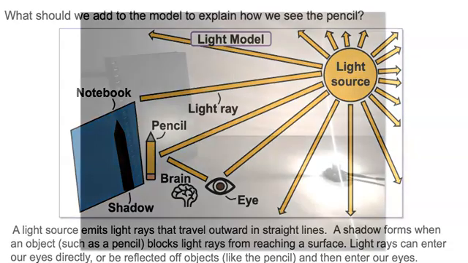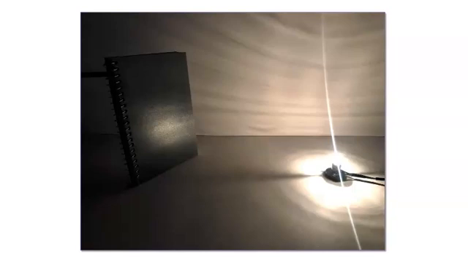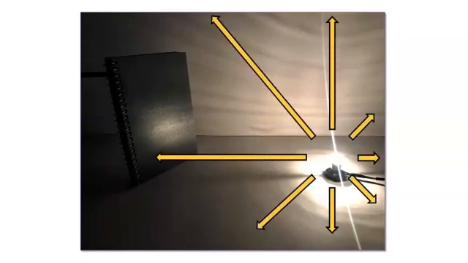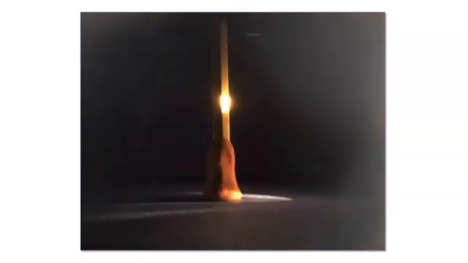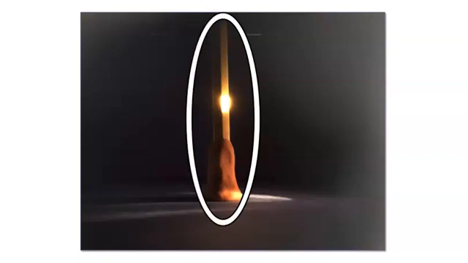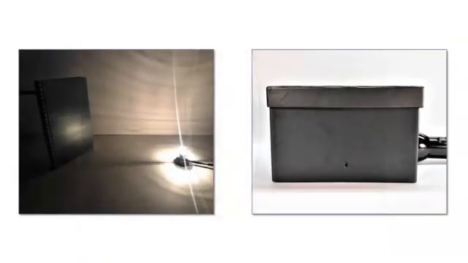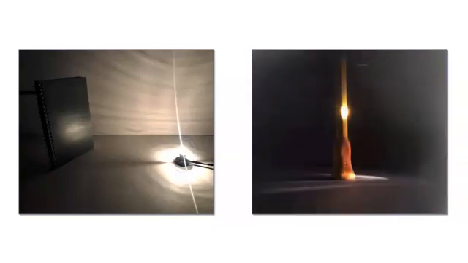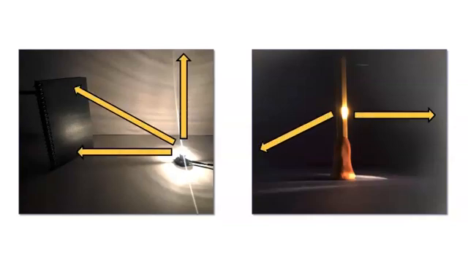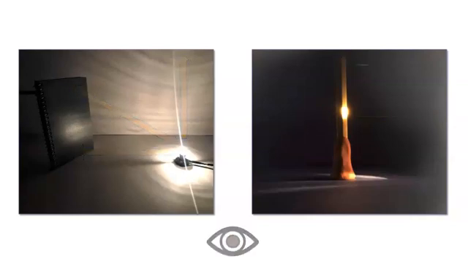Great job! So far, we have described two processes. We have described how we see objects that emit light, and we have described how we see objects that do not emit light. Let's list some similarities and differences between the two processes. In both processes, light goes from a light source to our eyes. Oh, and both processes involve light rays traveling from an object into an eye.